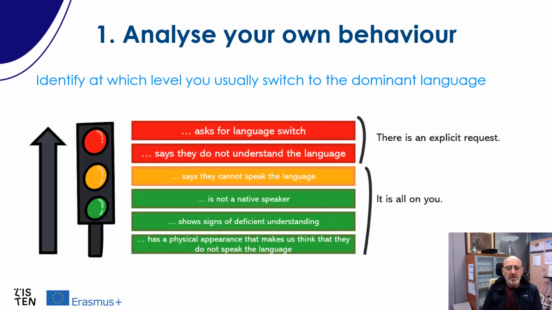linguistically more assertive than we are right now. First, you should start by analyzing your own behavior. It could be easy to identify at which level you usually switch to the dominant language. Do you do it directly when you think someone does not have the physical appearance that makes you think they are one of your minority language speakers, whatever this appearance might be?